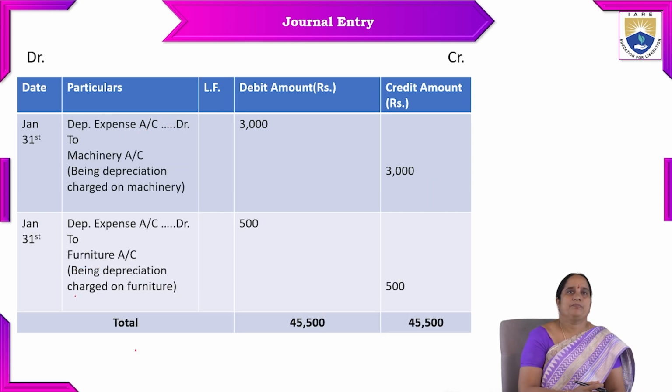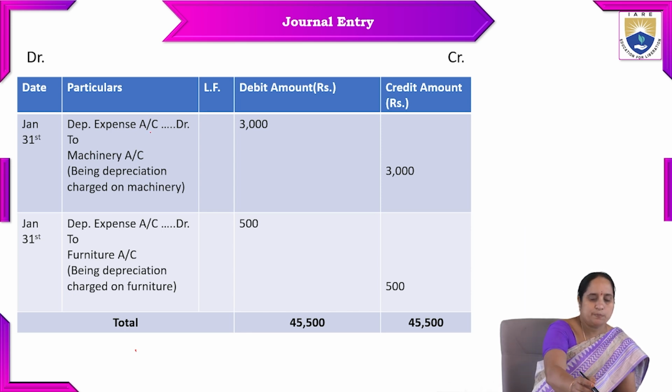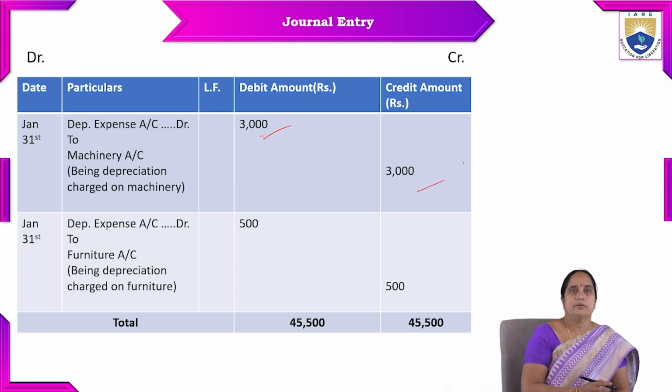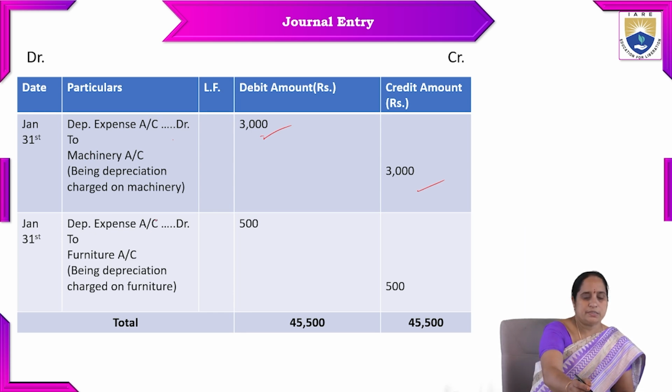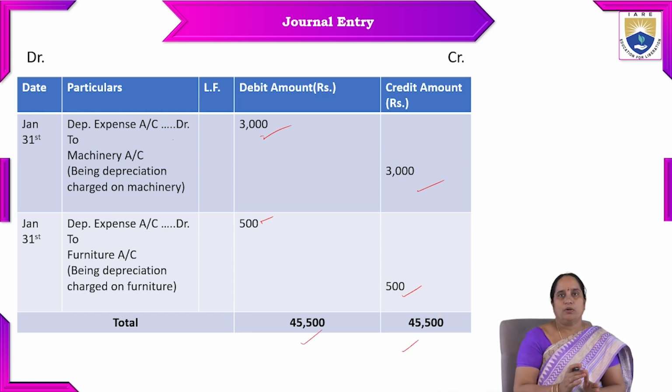Jan 31st, being depreciation charged on machinery. So depreciation expense account debtor to machinery account. Then here 3,000 on the debit side, 3,000 on the credit side. Jan 31st again, depreciation charged on furniture. So again we have to specify depreciation expense account debtor to furniture account, being depreciation charged on furniture. The amount we should specify on both debit column and credit column, and finally we have to sum up both debit column and credit column.